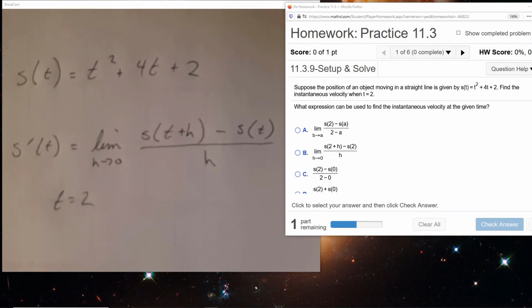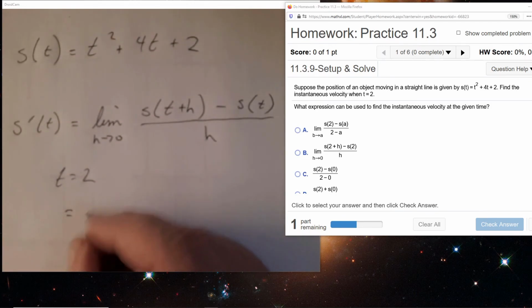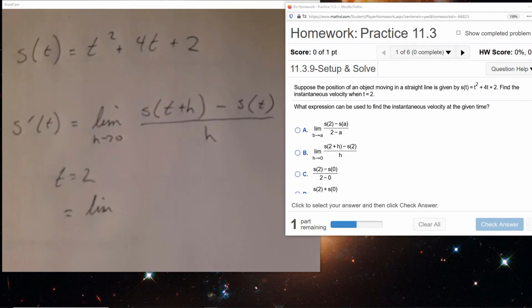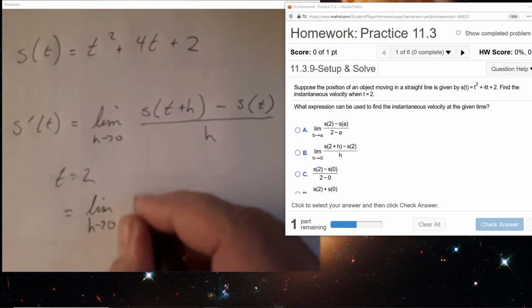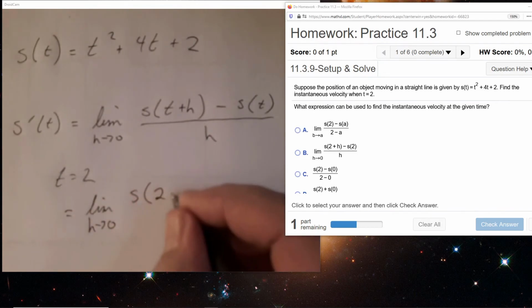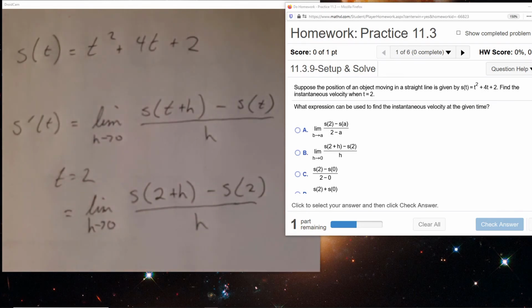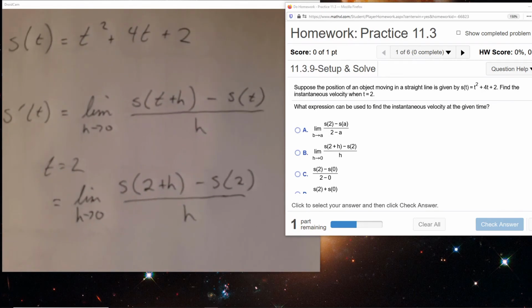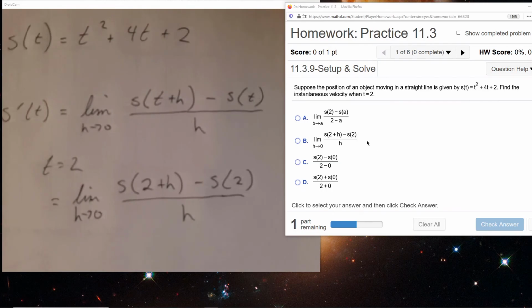And we can use that in the limit, actually, if we wanted to make the work a little bit easier for now, which we can do in 11.3. We won't be able to do this in 11.4, though. So we can right now just plug 2 in for t, because they're telling us that's our point of interest. And this is all they're looking for in this first question. And then the one that satisfies this is b.